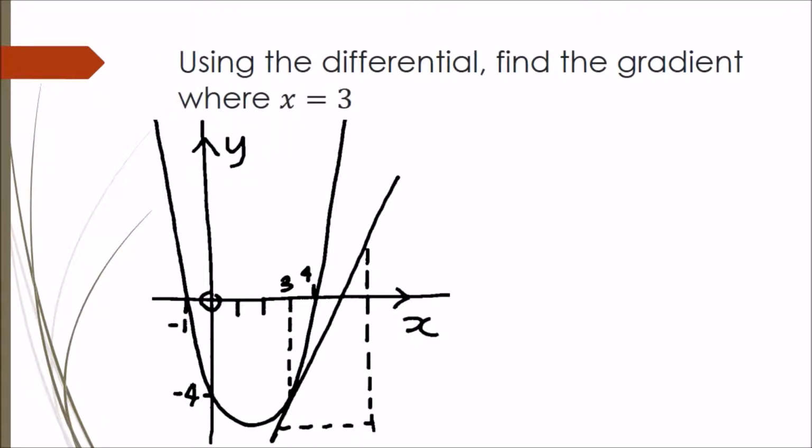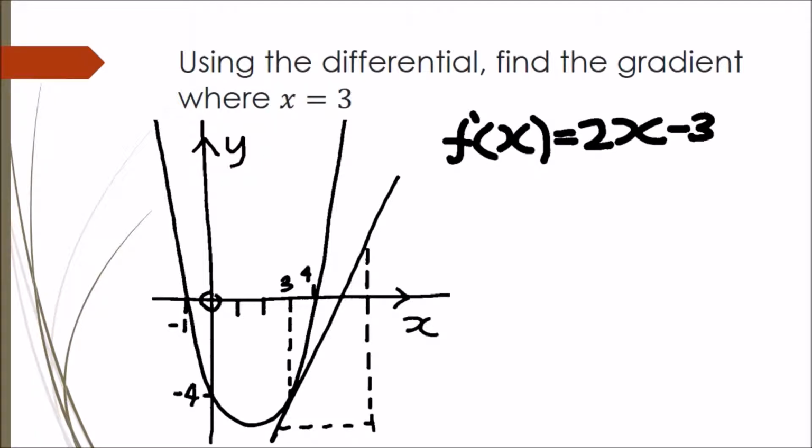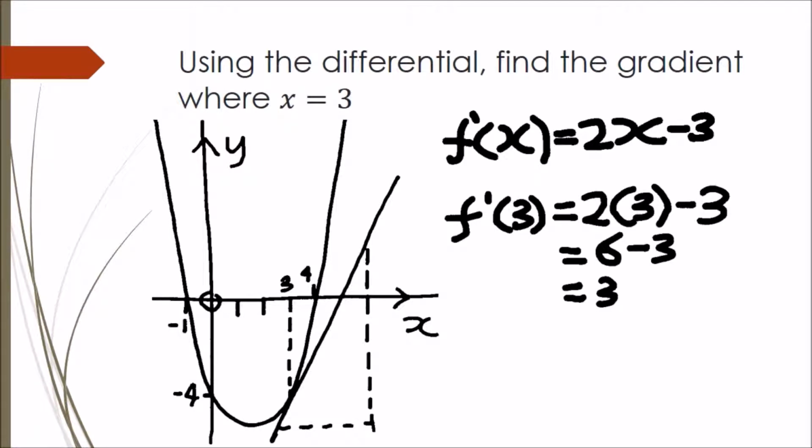We can now use this differential to find the gradient on this quadratic graph at any point. If we want to find the gradient at the point x equals 3, we'll simply calculate f'(3) by plugging in 3 into our differential equation. This gives us 6 minus 3, which is 3.